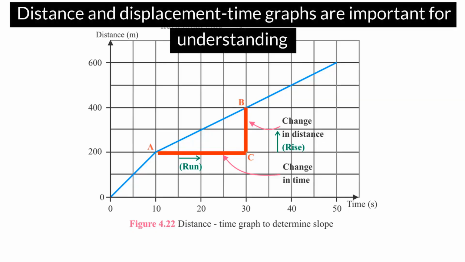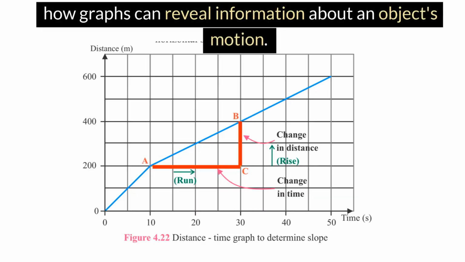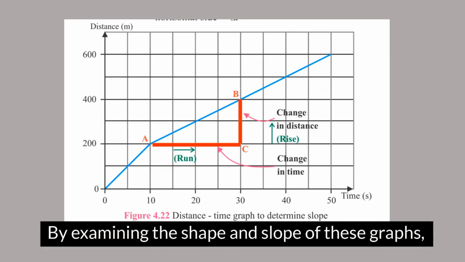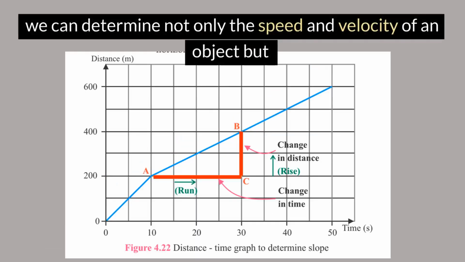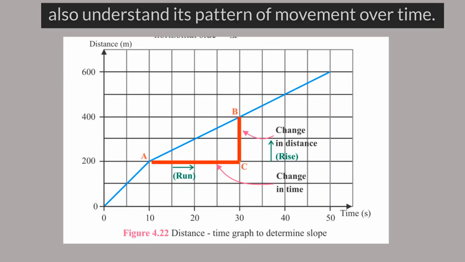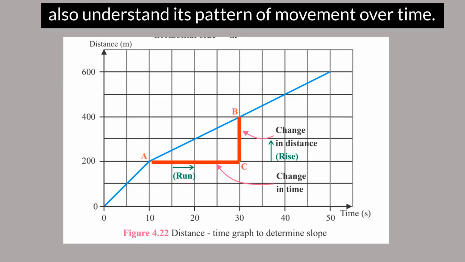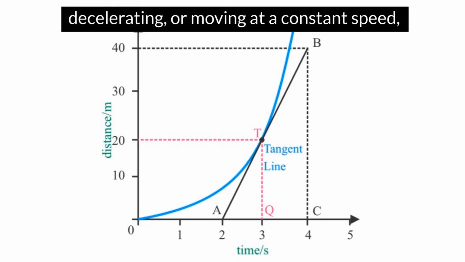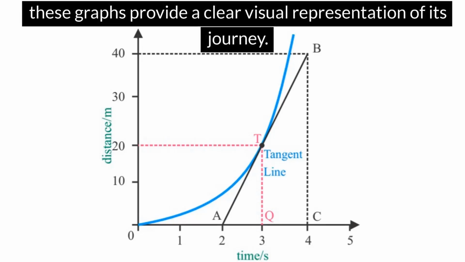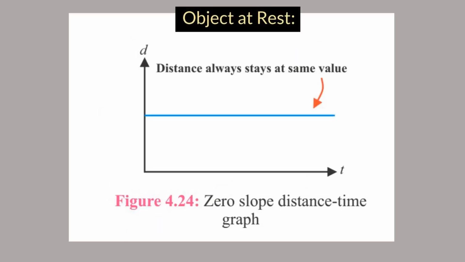Interpretation. Distance and displacement time graphs are important for understanding how graphs can reveal information about an object's motion. By examining the shape and slope of these graphs, we can determine not only the speed and velocity of an object but also understand its pattern of movement over time. Whether the object is accelerating, decelerating, or moving at a constant speed, these graphs provide a clear visual representation of its journey.